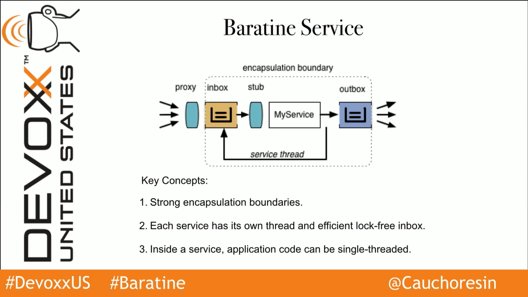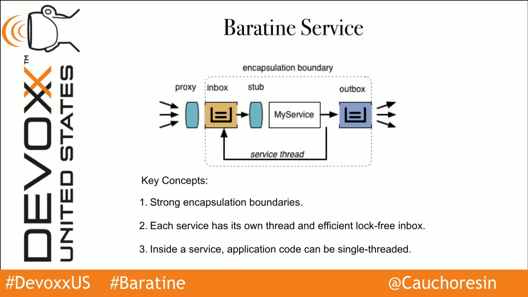And a couple of key concepts here within a Baratine service. From a developer standpoint, much of what you see here is hidden, and a developer is really only going to see the API and the service itself. What Baratine does around that is enforce a strong encapsulation boundary. A service is bound by an inbox, and within that, a service is single-threaded. Only a single thread, known as the service thread, operates in the service itself.